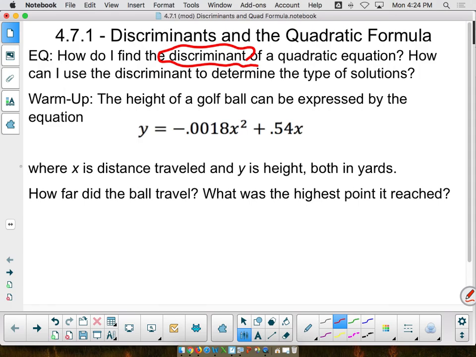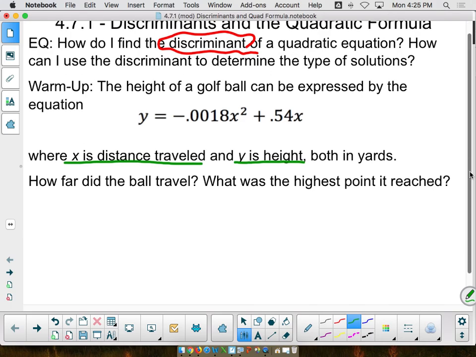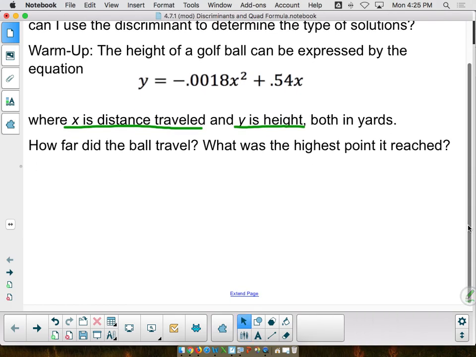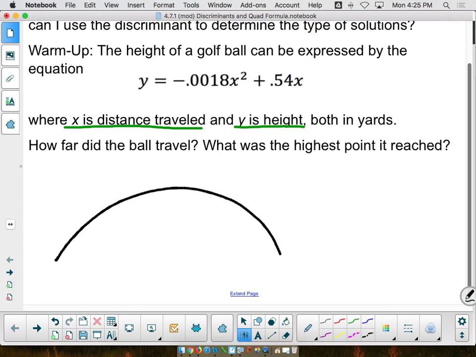As promised, the warm-up is a quick little word problem. The height of a golf ball can be expressed by the equation y equals -0.001, whatever, where x is the distance traveled and y is height, both in yards. How far did the ball travel and what was the highest point that it reached? If you think about a golf ball, it's going to start on the ground, go up, and then come back down. We want to know the distance traveled and the height.